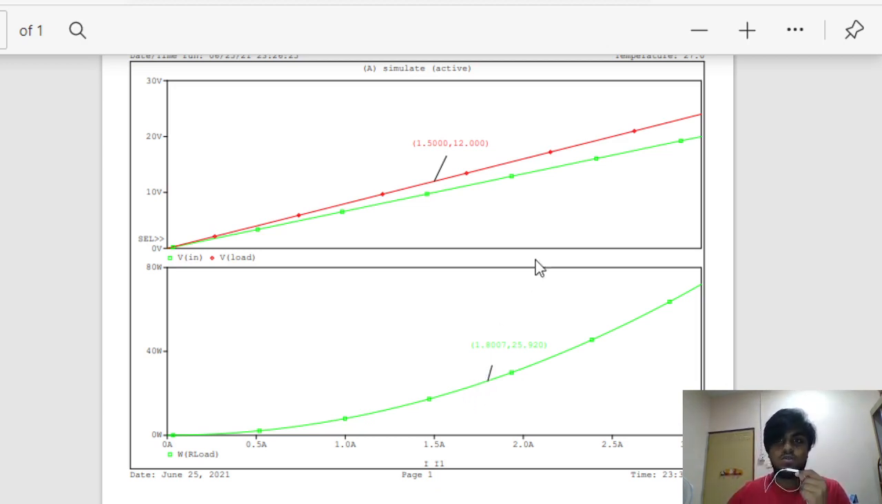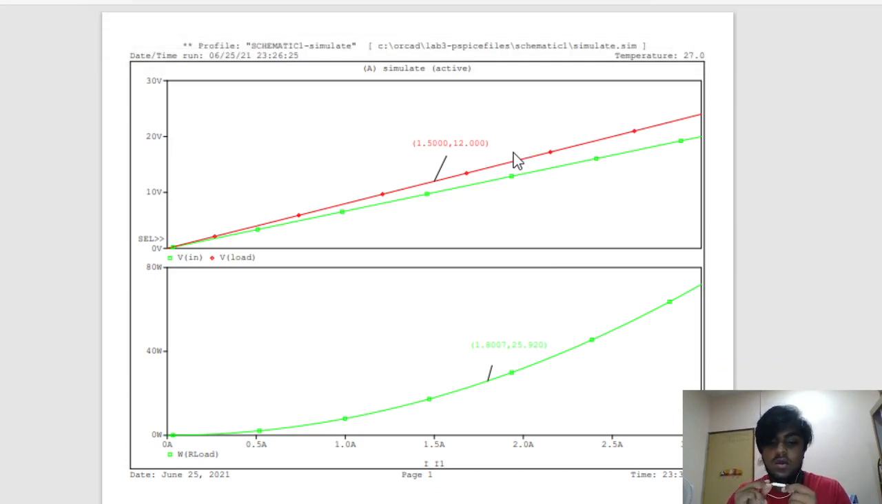Let's get on to our first graph. The first graph is to find the V load when the V in is 10 volt. The 10 volt will be here, hence our value will be 12 volt. So the V load will be 12 volt when the V in is 10 volt.